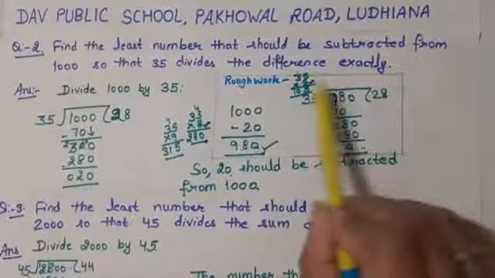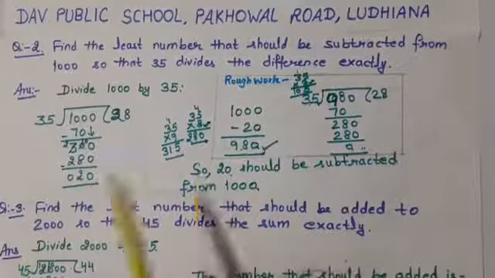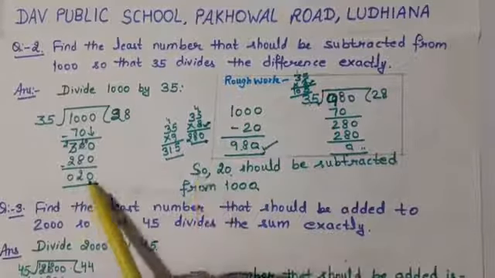Right? This is a rough work. You can check. Here the remainder is 20. So 20 should be subtracted from 1000.